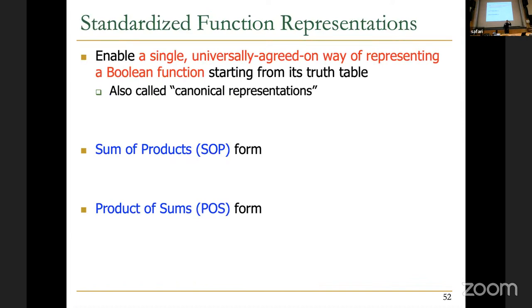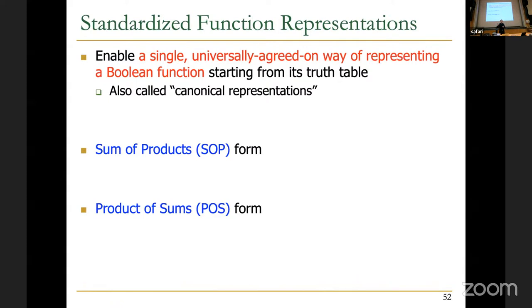That's why we normally start with standardized representations. I'm going to cover the standardized representations, and then we're going to take a break. These standardized functions are important. We almost always ask questions on exams about these and how to minimize them. These are good, easy exam questions, I would say. They enable a single, universally agreed-upon way of representing a Boolean function starting from its truth table. These are also called canonical representations. There are two forms, sum of products form and product of sums form, and I'm going to cover both.